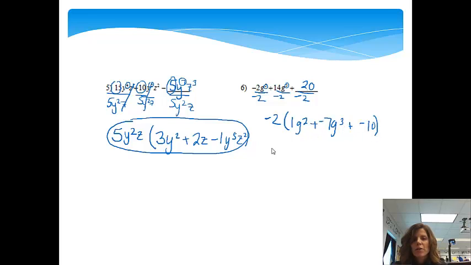All right, so that's one way. I could have also written my answer as negative 2, g squared minus 7g cubed minus 10, and that would be also an appropriate answer. So hopefully now you can factor polynomials using the greatest common factor.